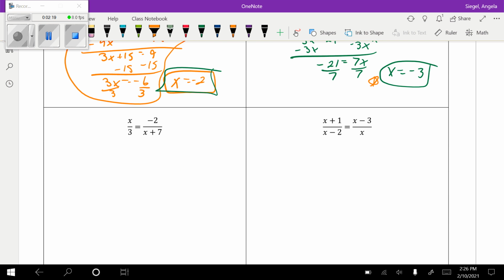Okay, so these two are very similar, especially this one. I want to see if you can do these two on your own and see what happens.